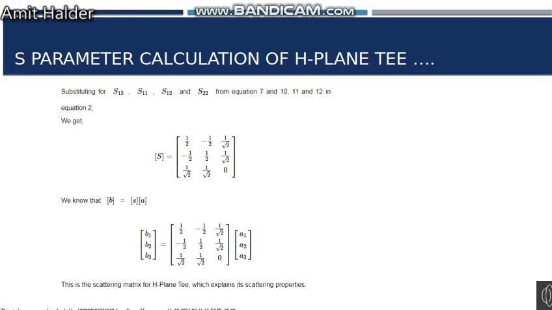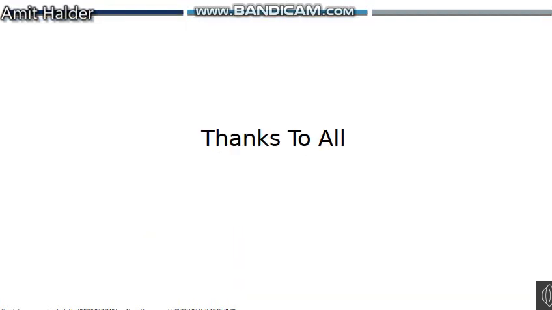Last of all we will get the equation, and we will put the values into the S matrix and find it similarly. If you want to find the input-output relationship, we can use the input as A and the output as B to find the H-plane T scattering properties. Thanks to all.